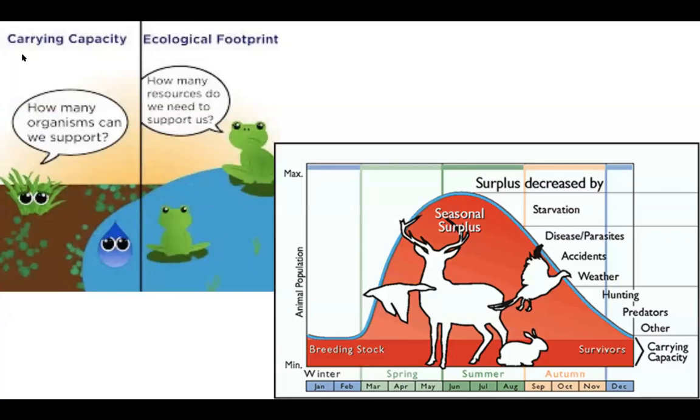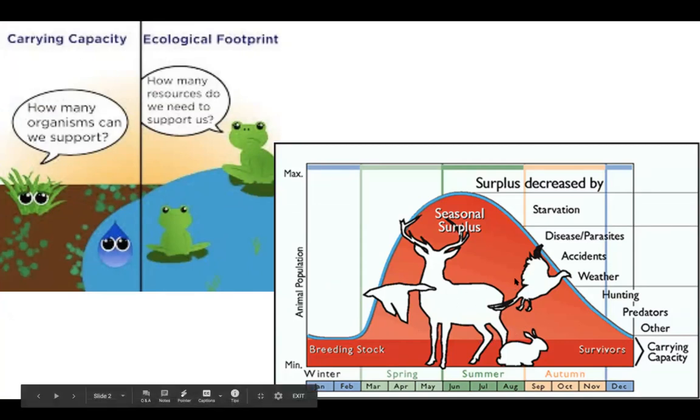A couple things to consider. The carrying capacity is how many organisms a habitat or an ecosystem can support, the water and the plants. And then the froggies, what do they need to support? For support, they need the water and they need the insects that eat the plants. So what we can think of as the carrying capacity, here's a little chart here. We have the animal population. Let's just think about the deer, although the same is true of the other animals.